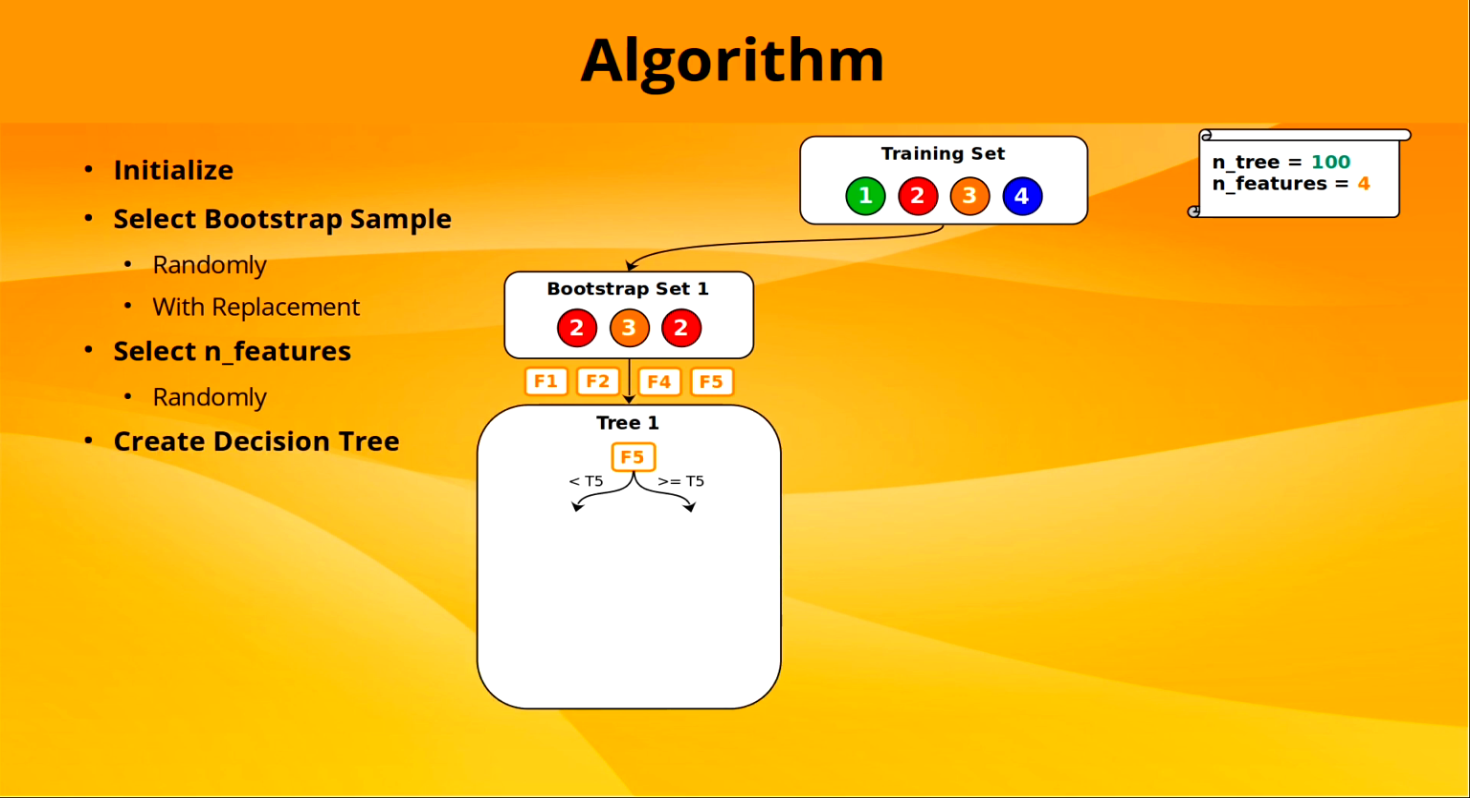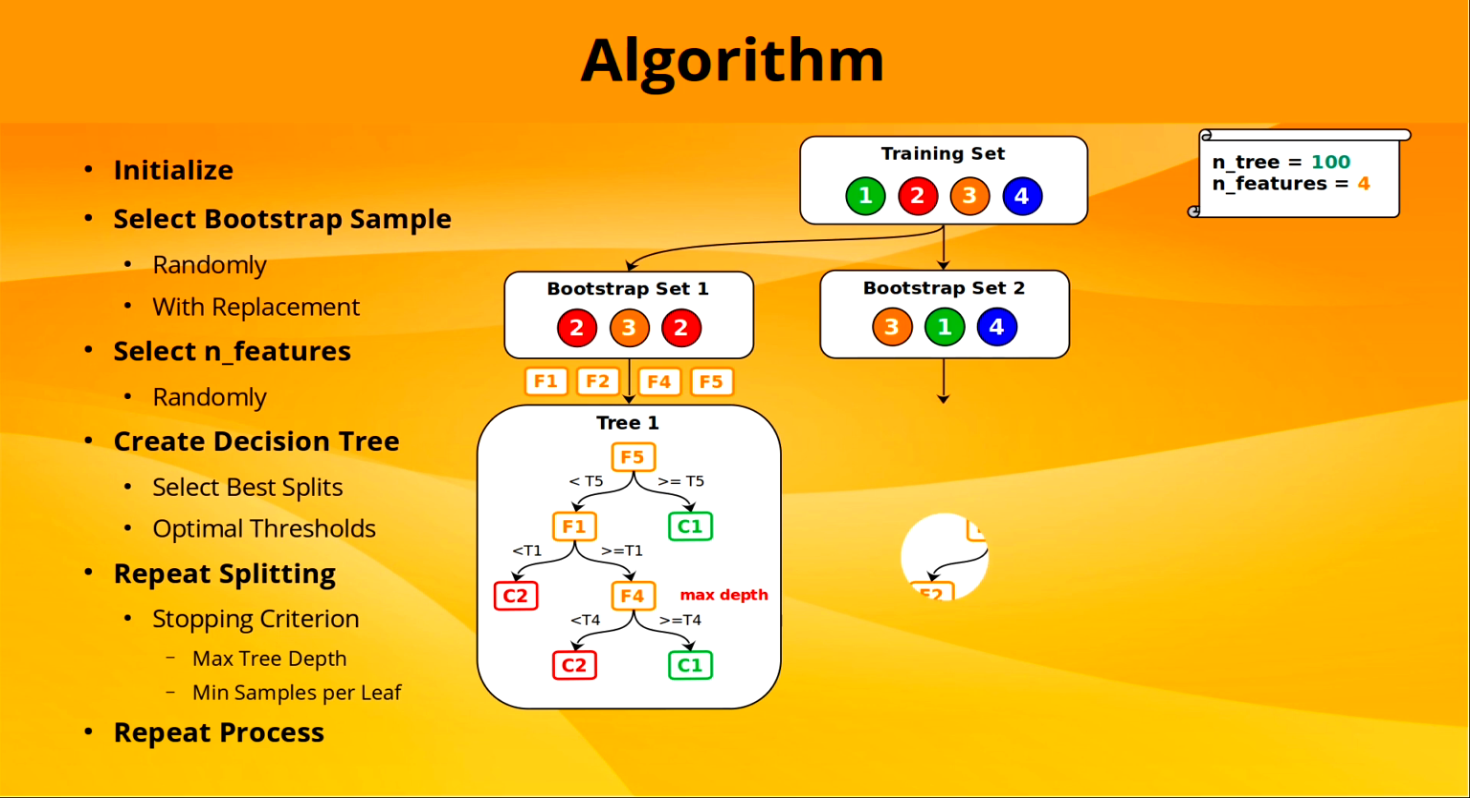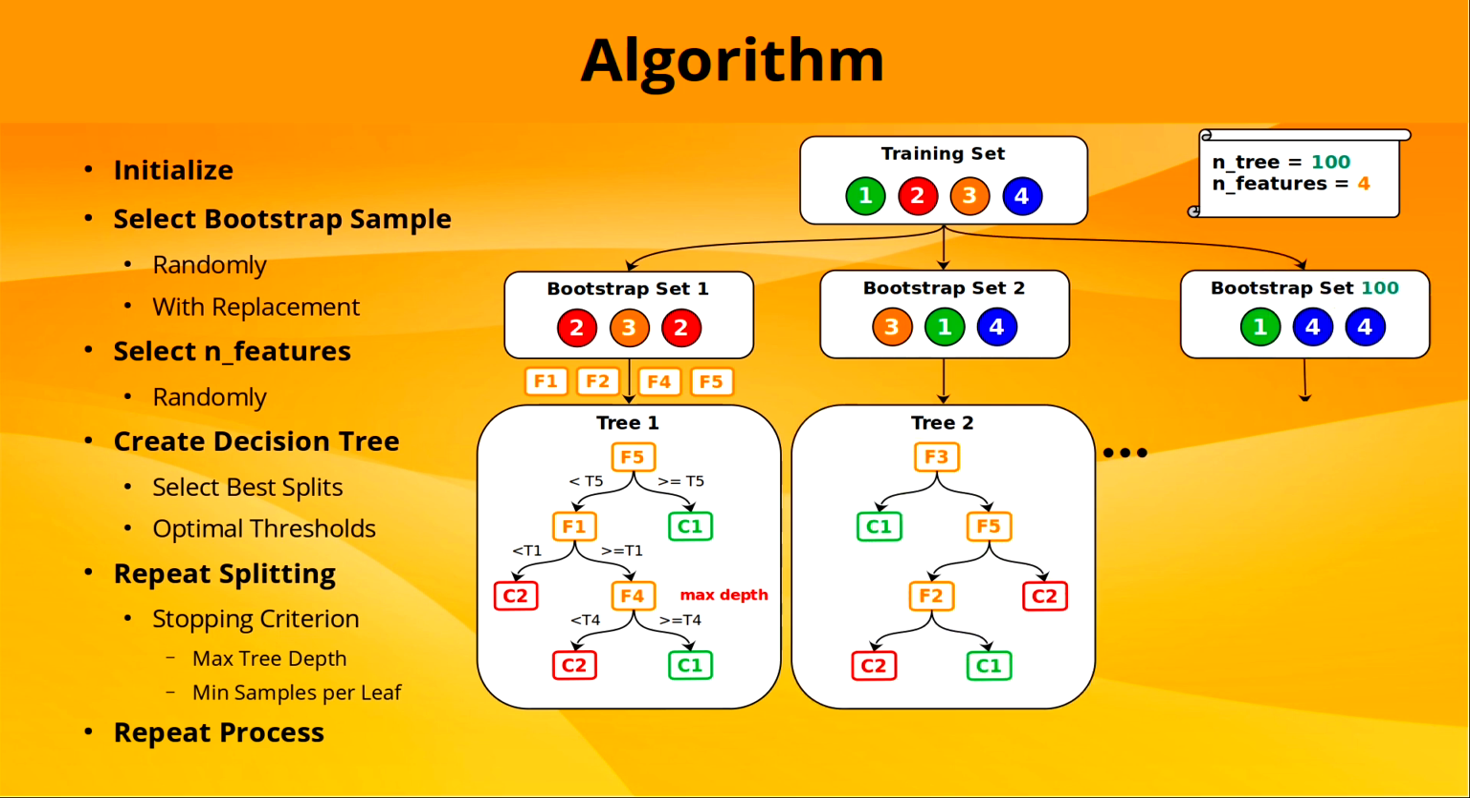Create a decision tree using the bootstrap sample and the selected features. At each node, select the best split among the features and split the node based on its optimal threshold. Repeat the splitting process recursively until a stopping criterion is met, like maximum tree depth or minimum number of samples per leaf. Repeat the process for the chosen number of trees.